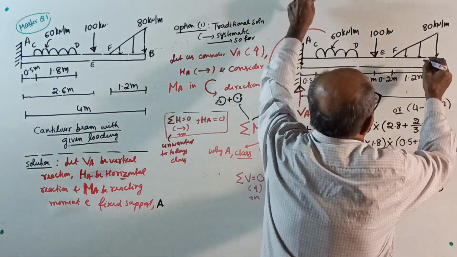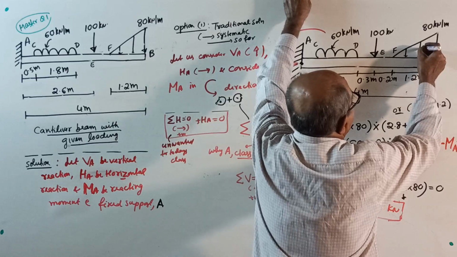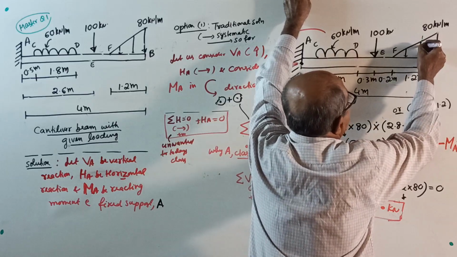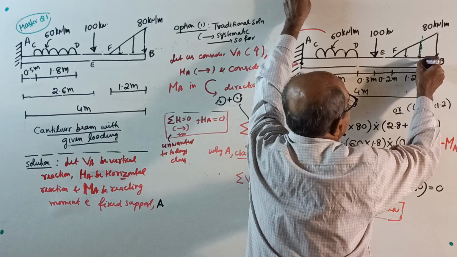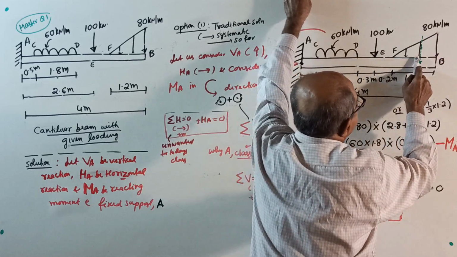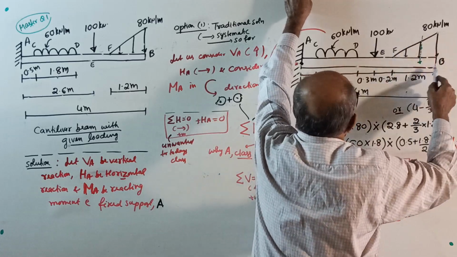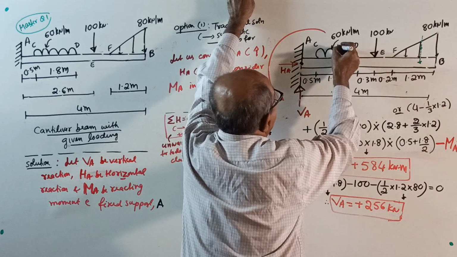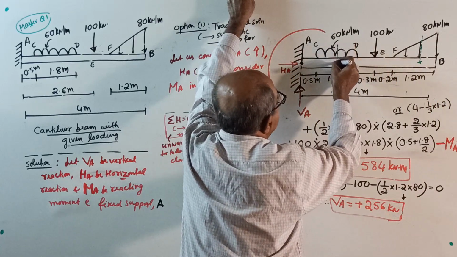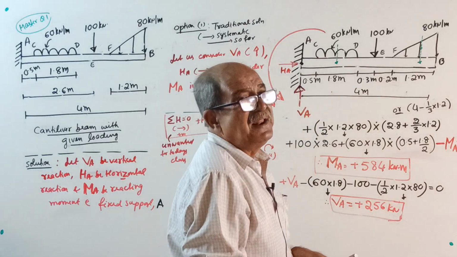Okay, see, the resultant load will come somewhere here. This is the line of action of the resultant load. Remember, this is 2 by 3, this is 1 by 3. This load is the area of the triangle. Here, the resultant load will pass through the centroid. Make this much note in pencil. Okay, start.